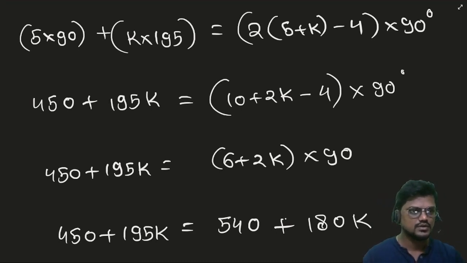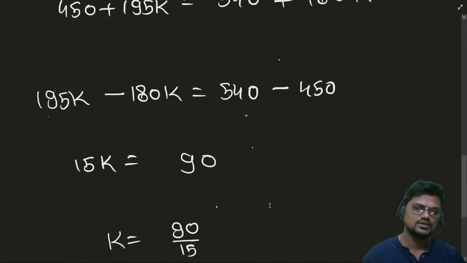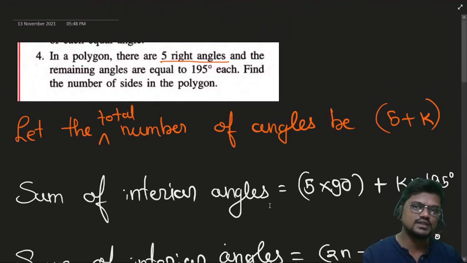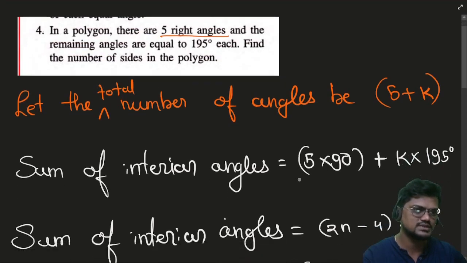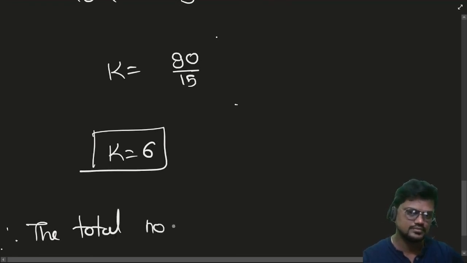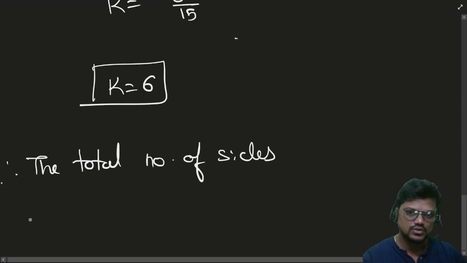Got it, everyone? Awesome. So the value of k we got is 6. Find the number of sides in the polygon. If the value of k is 6, we said that the total number of angles is 5 plus k, which means the number of sides is also 5 plus k. Therefore, the total number of sides of the polygon.